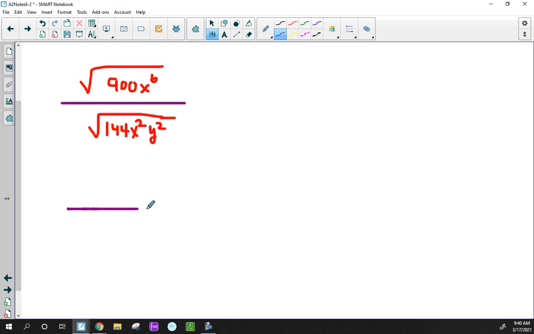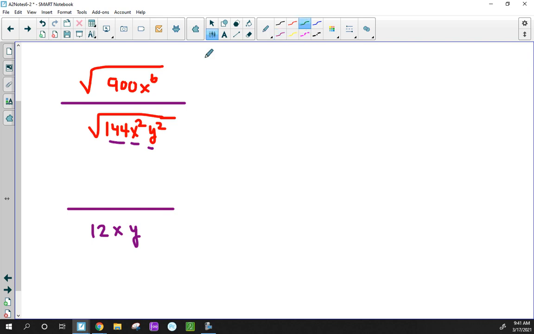Alright, next step. Let's go to the bottom first. The square root of 144 is 12. The square root of x to the second is x. The square root of y to the second is y. Please notice right now that my denominator does not have a radical, which is really good. Also, it's not a negative number, it's not imaginary, so that's a good simplified answer as of right now.